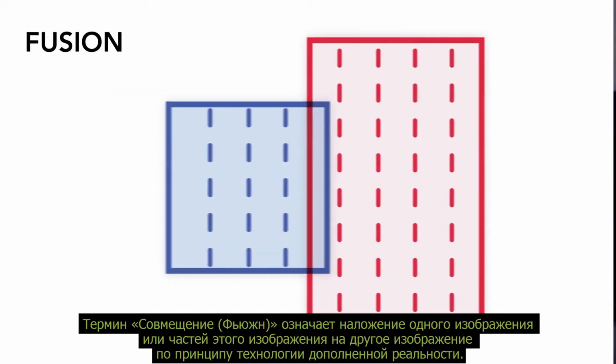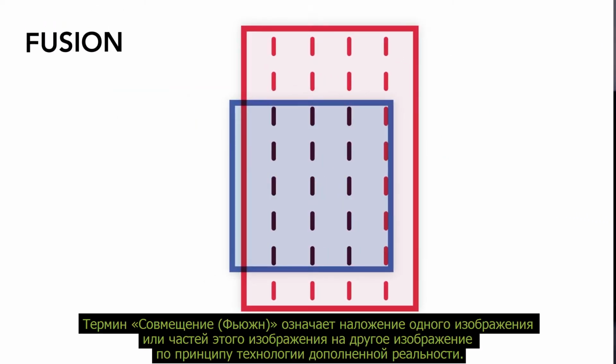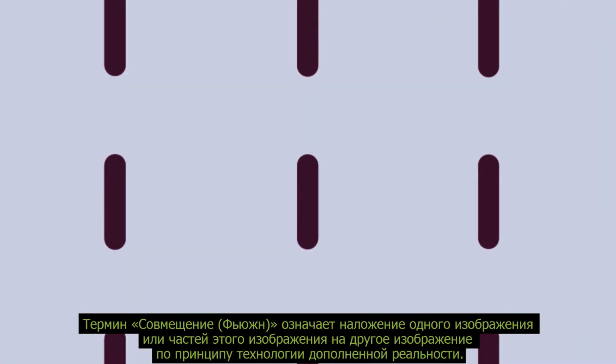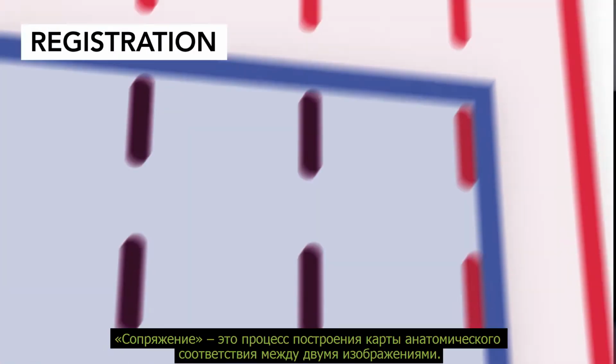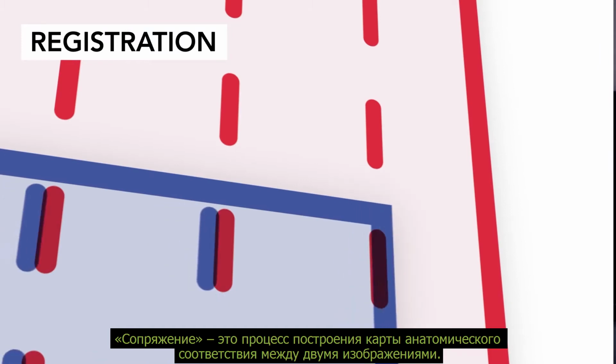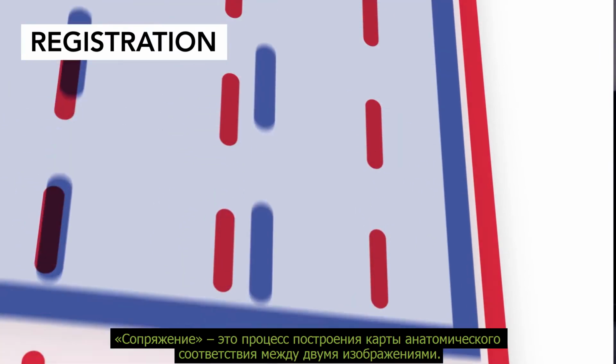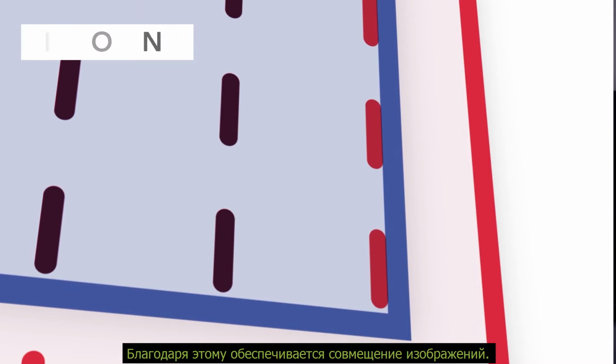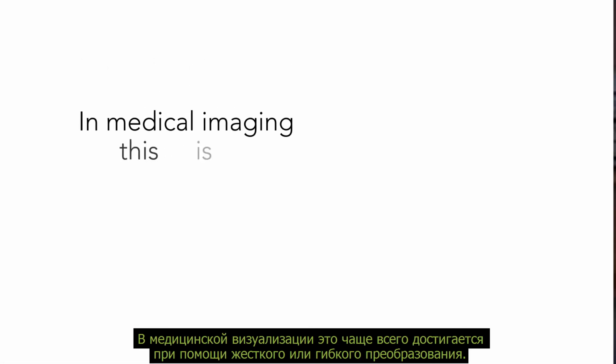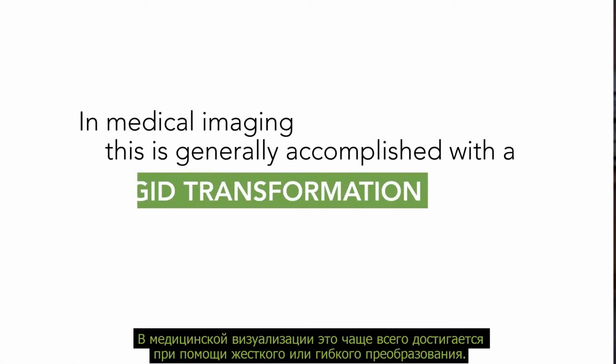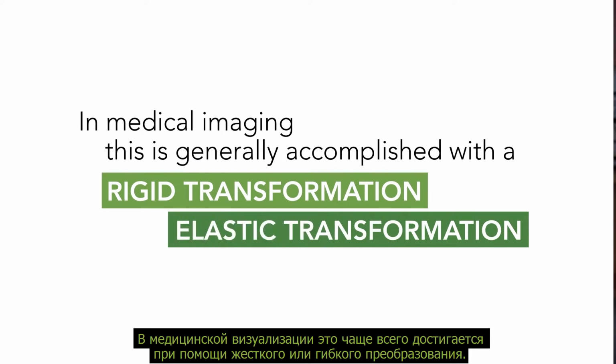Fusion is overlaying one image or aspects of that image onto another, much like augmented reality. Registration is the process of establishing a map of anatomical correspondence between the two images, thereby enabling fusion. In medical imaging, this is generally accomplished with a rigid transformation or an elastic transformation.